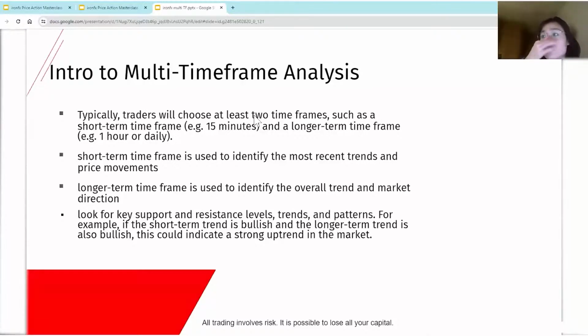So your short-term time frame is used to identify the most recent trends and price movements, which is why again, just now I mentioned that if you look at your price action, so like your candlestick patterns, those tend to work better on shorter time frames. So like your 30-minute and 1 hour time frames, maybe even 4 hours. Okay, but your longer term time frames will be used to identify the overall trend and market direction. And again, we will use all of those together with key support and resistance levels, trends, patterns, indicators.